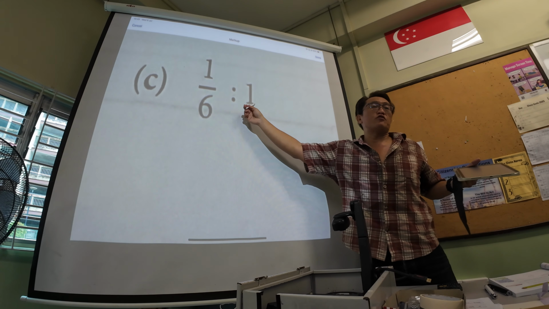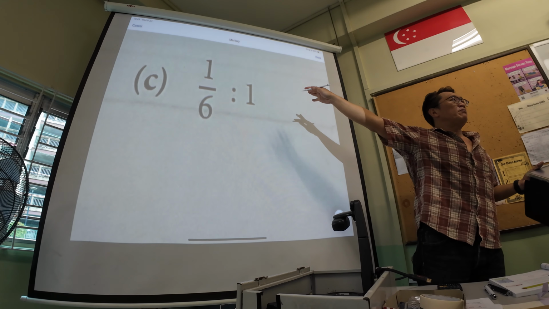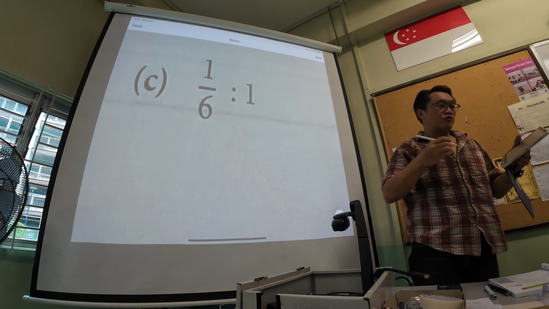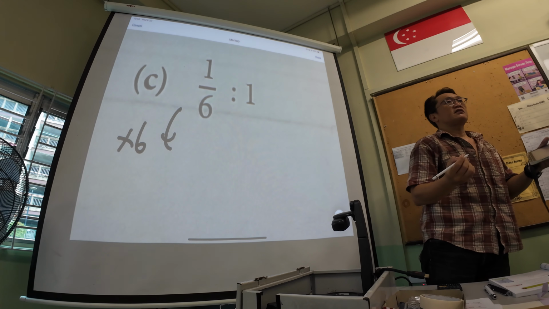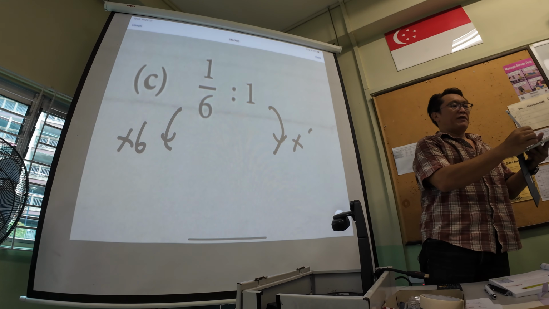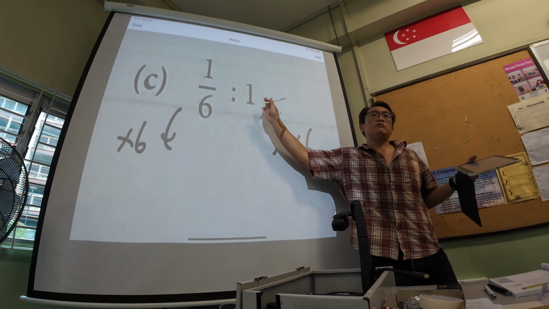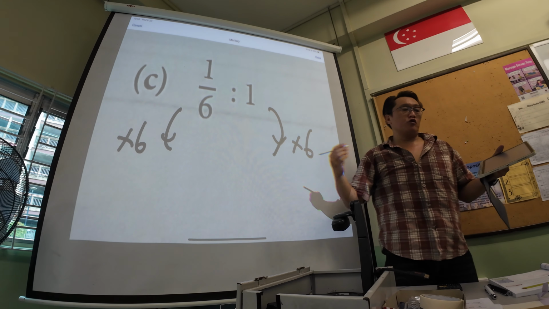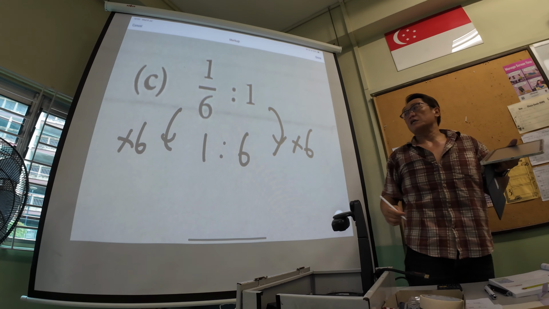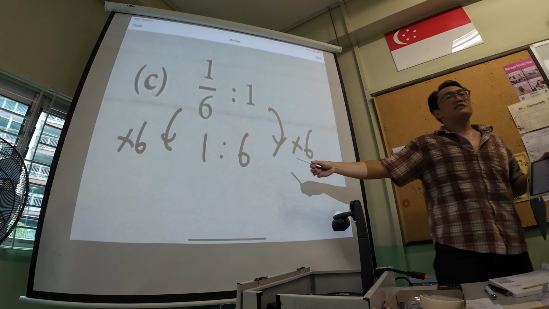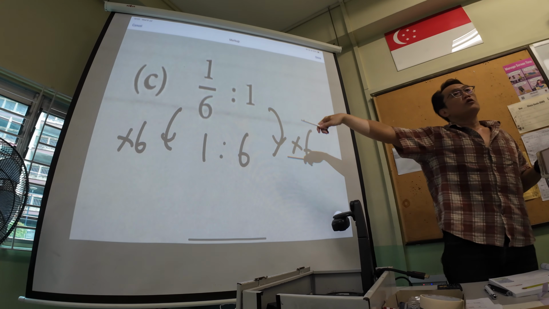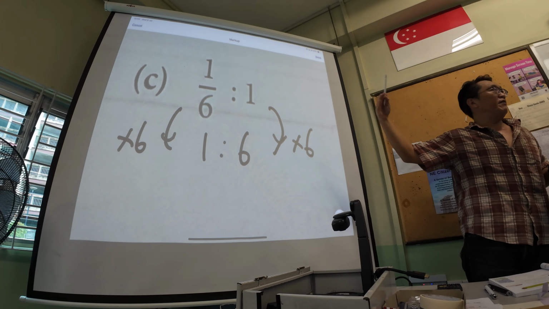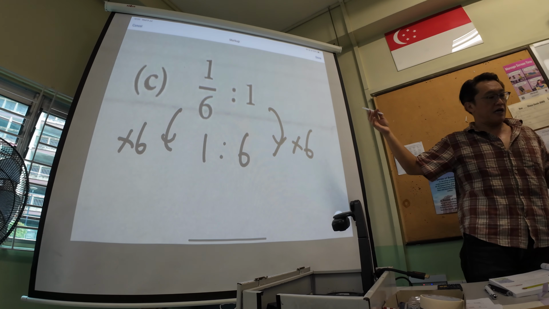So when I have 1 over 6 is to 1, remember we want to simplify ratio. Ratio cannot have fraction, ratio cannot have decimal. So for 1 over 6 to become not a fraction, I multiply 6. Then if I multiply the same number to both sides, the proportion will still be the same. 1 over 6 to 1 will still be the same proportion as 1 is to 6. Okay? This is what the question wanted you to go through. To be able to do this, multiply the same thing on both sides or divide same thing on both sides to simplify the ratio. So the calculator one is a shortcut.